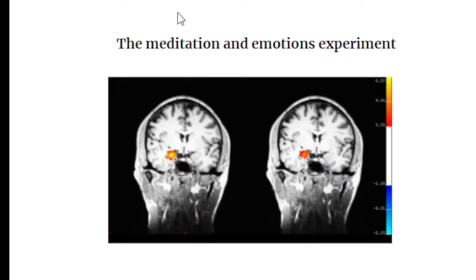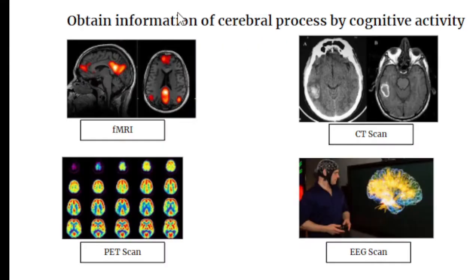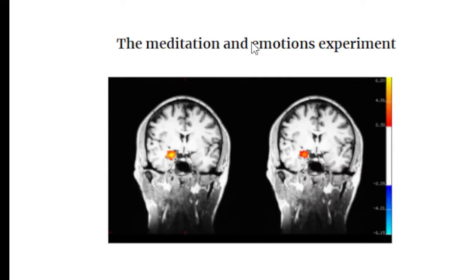Now this is an example to understand this concept, obtaining information of cerebral processes. This was an experiment conducted by researchers. What they wanted to see is whether meditation affects emotions, or the activation of emotions. So what you see on the screen over here, the highlighted yellow part and the red part, is basically called the amygdala. That is a part of the brain that controls emotions.